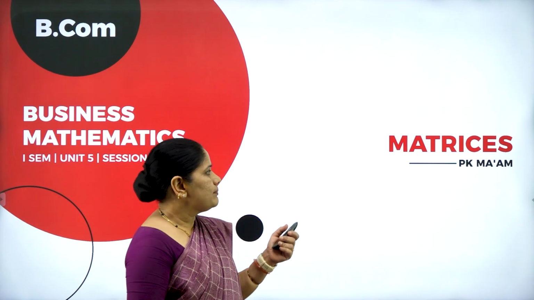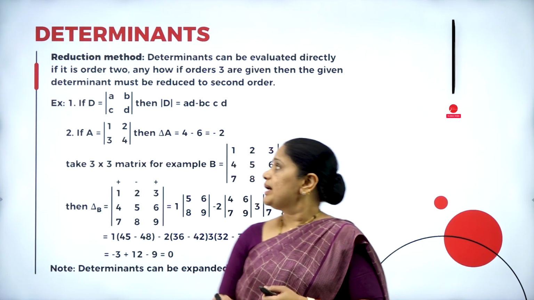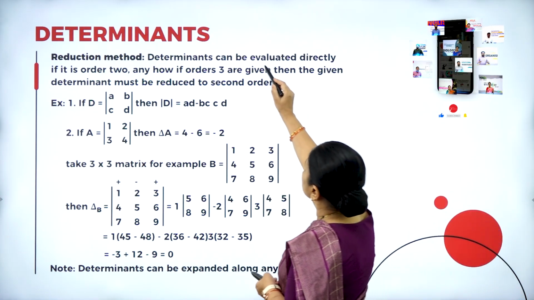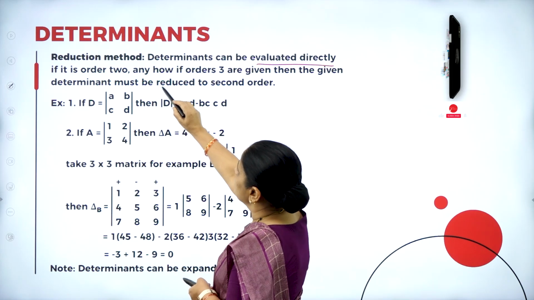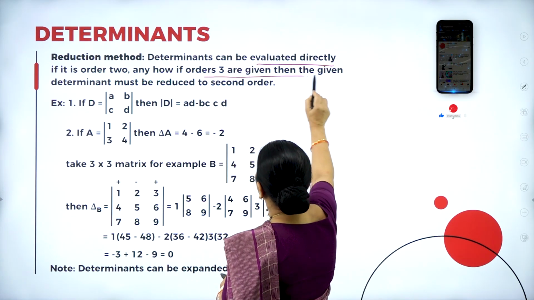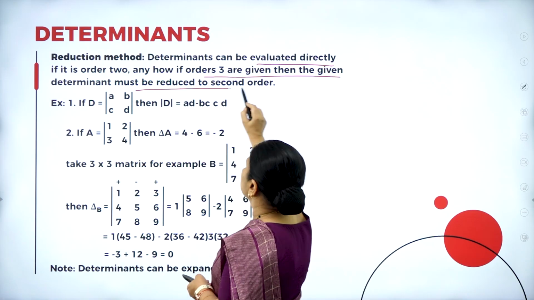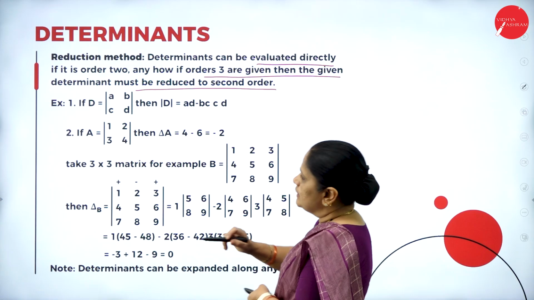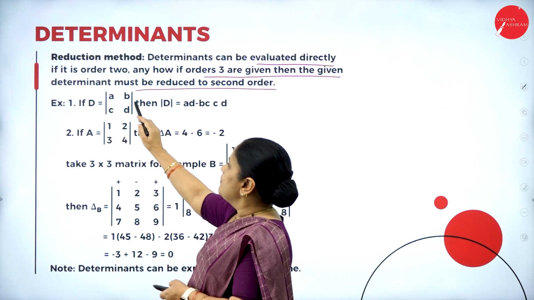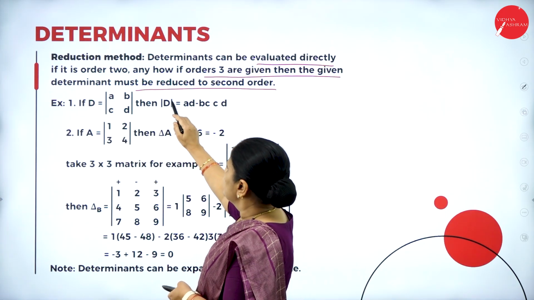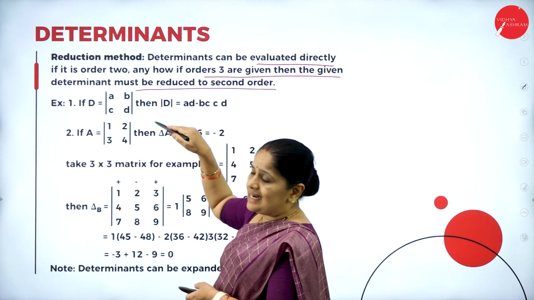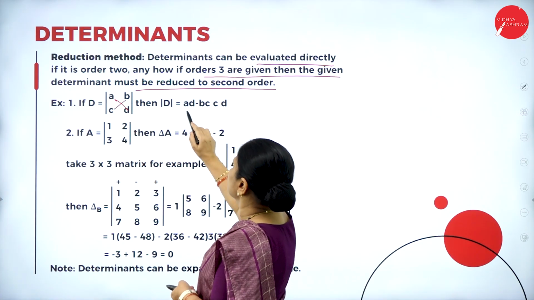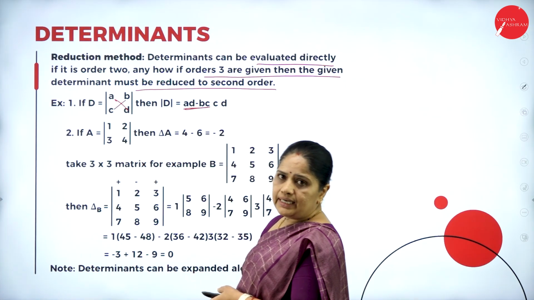In this session 2 on matrices, we will be discussing about the determinants. Now, what are determinants? So, determinants can be evaluated directly if it is order 2. Anyhow, if order 3 is given, then the given determinant must be reduced to the second order. So, if you are asked about the determinant, suppose we have a determinant A, B, C, D, then the value of the determinant, it will be written in between parallel lines, that is A into D minus B into C. So, this will be the value of the determinant.